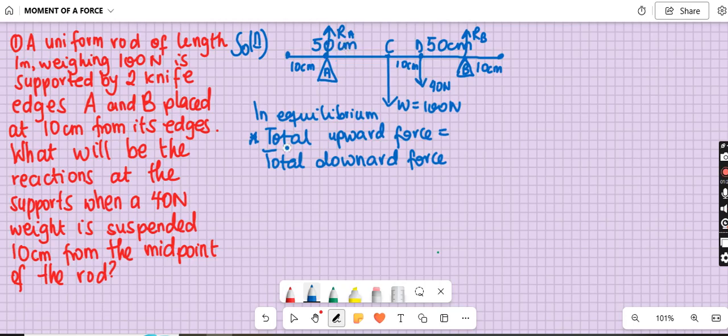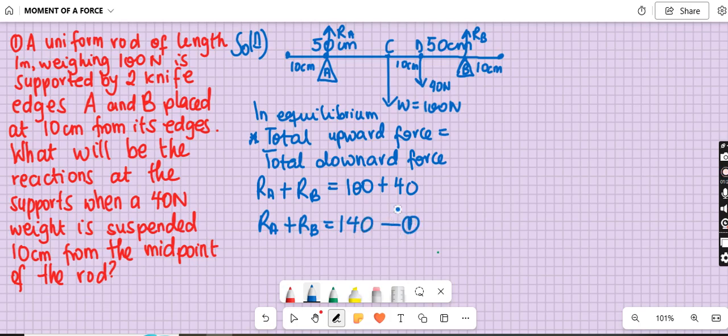What are the total upward forces? We have our reaction at A, RA, and then our reaction at B, RB. And what are the total downward forces? We have the weight of 100 Newton plus the weight of that body, 40 Newton. So we can say that therefore RA plus RB will be 140, and that will be our equation 1.